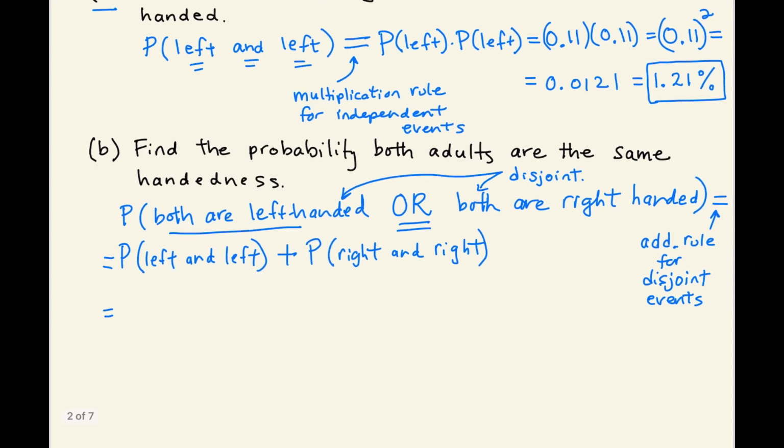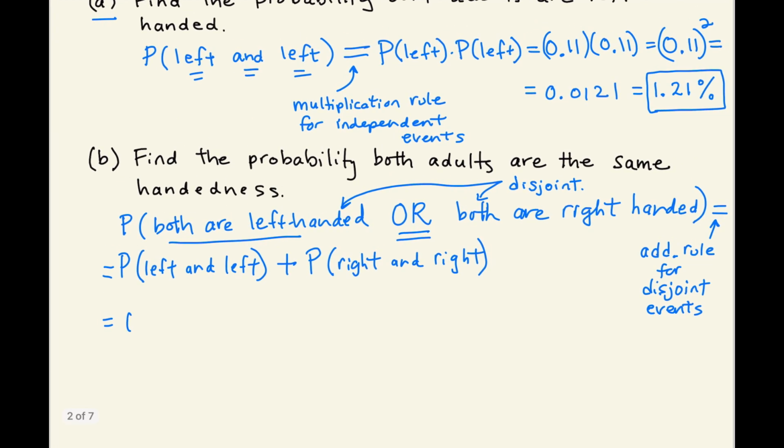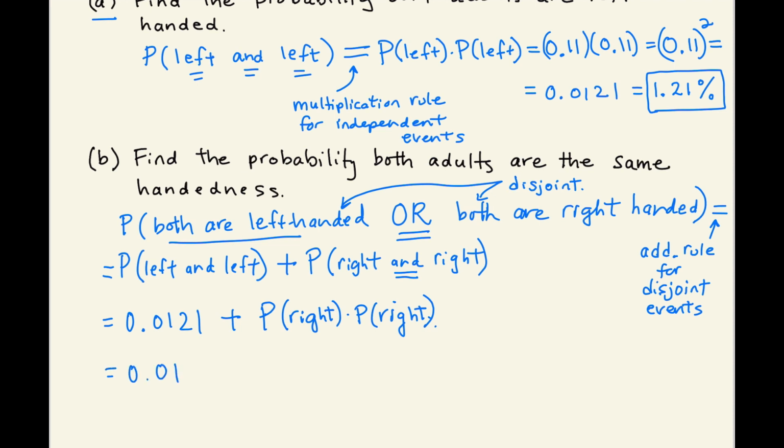Okay, so we've already calculated the first probability, and we know that that's 0.0121. So I'm just going to work on calculating this probability right here, that they are both right-handed. So that's using the multiplication rule for independent events. This is just going to be the probability that the first person is right-handed times the probability that the second person is right-handed. And so how am I going to calculate this probability? Now, I know that the probability of an individual being left-handed is 0.11. So what is the probability that an individual is right-handed?